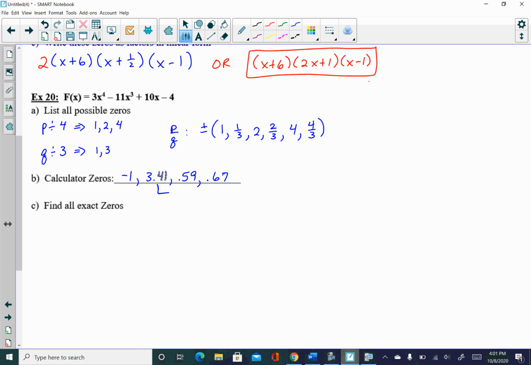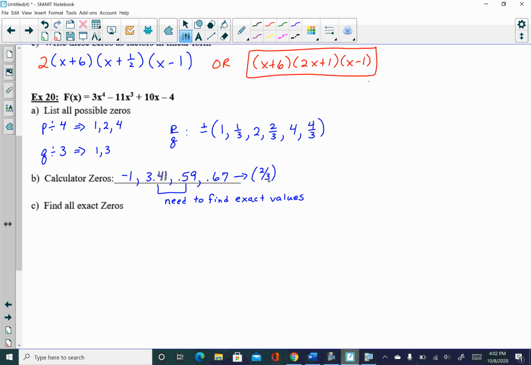The middle two zeros here that I've listed, we need to find those as exact values. The first zero is -1. That's in your list. The last zero, hopefully you recognize that. That 0.67 is which fraction? And you only have 3 fractions here to choose from. So you could, if you don't know it, just say 1 divided by 3, 2 divided by 3, and 4 divided by 3. But 0.67 happens to be 2/3.